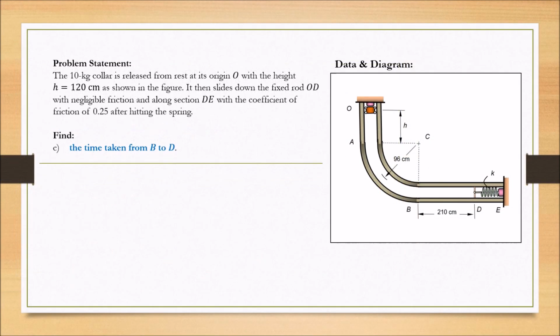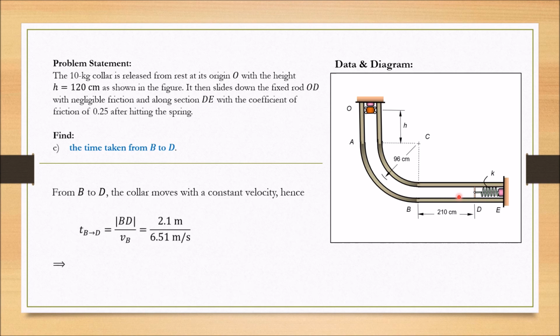Finally, the last question: time taken from B to D. From B to D, the collar moves with a constant velocity, vB or vD. The distance from B to D is 2.1 meters. From there, we can calculate the time taken for the collar to travel from B to D. We obtain 0.32 seconds.